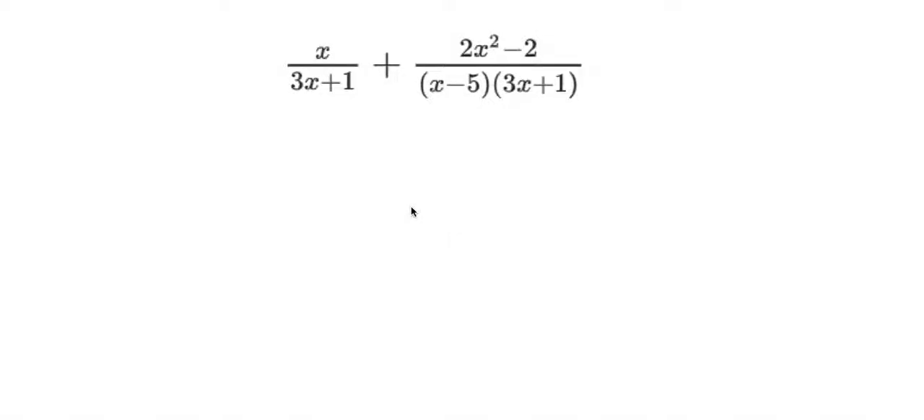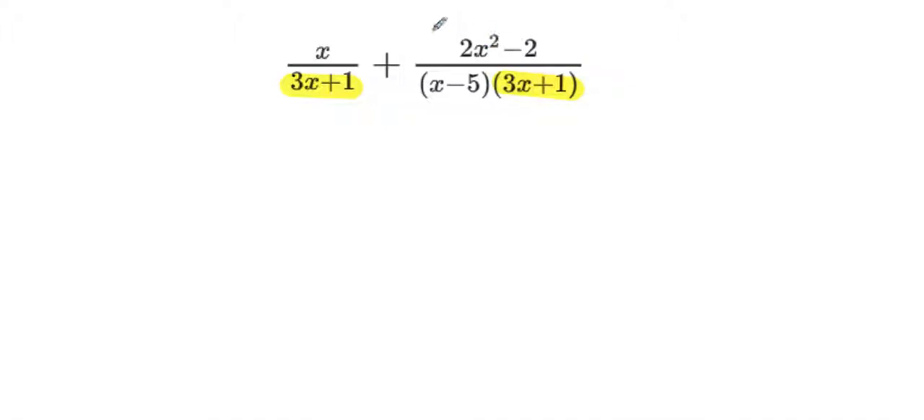Example 2, we want to add two rational expressions again. So now we need to think about what we want our common denominator to be. In our last example, we just multiplied by the other term's denominator. But here, what we have in common is both terms already have a 3x plus 1.